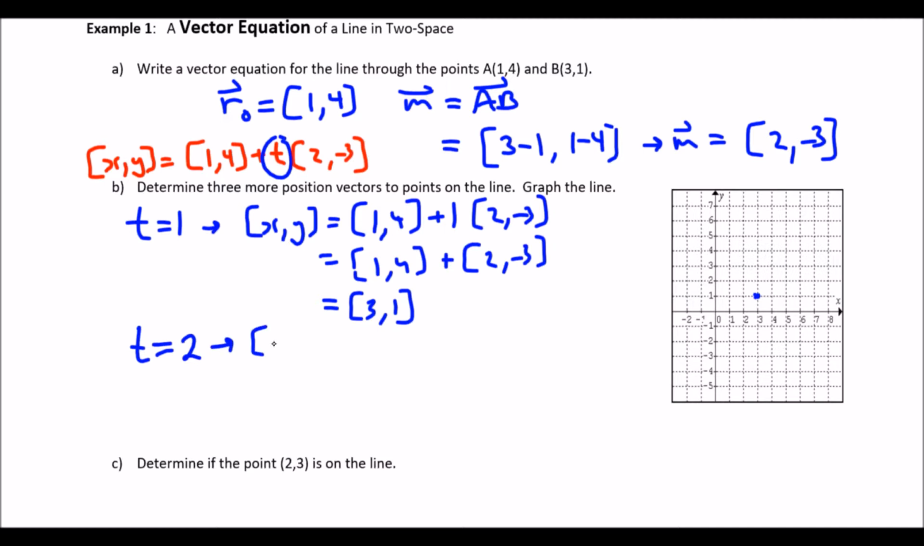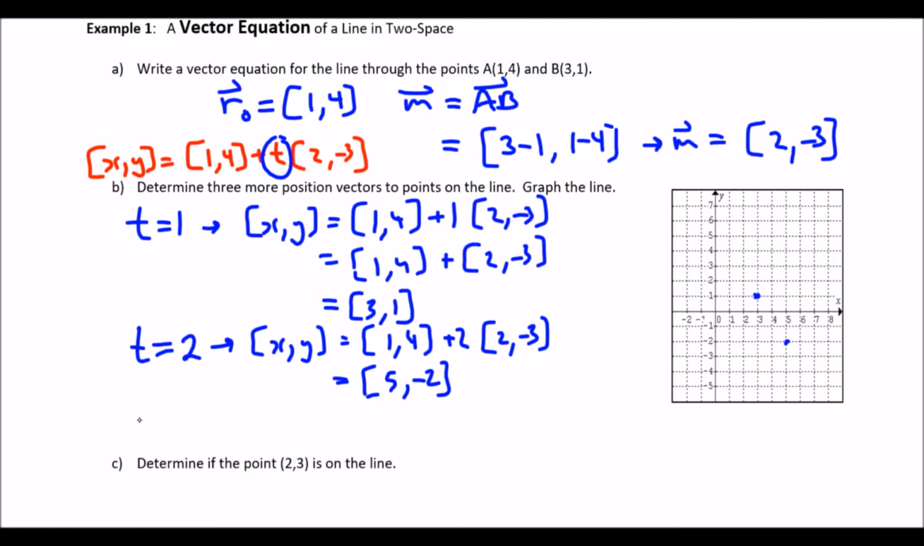I'll put that there. All right, next one, t equals 2. So I have (x, y) = (1, 4) + 2(2, -3). I'm going to skip a few steps here if you don't mind. It's 1 plus 2 times 2, so it's going to be 5. Then 4 plus 2 times negative 3, so it's going to be negative 2. So (5, -2), right down there.